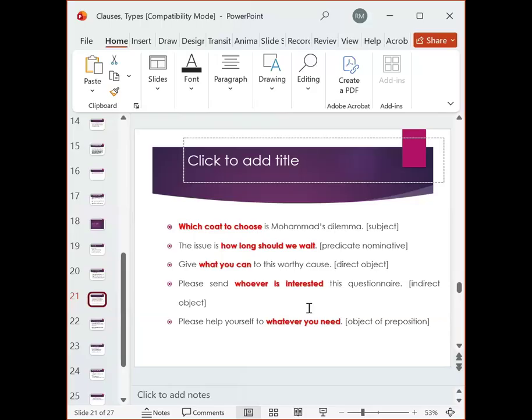Give what you can to this worthy cause. That's a direct object. Now, the verb give can take two objects.